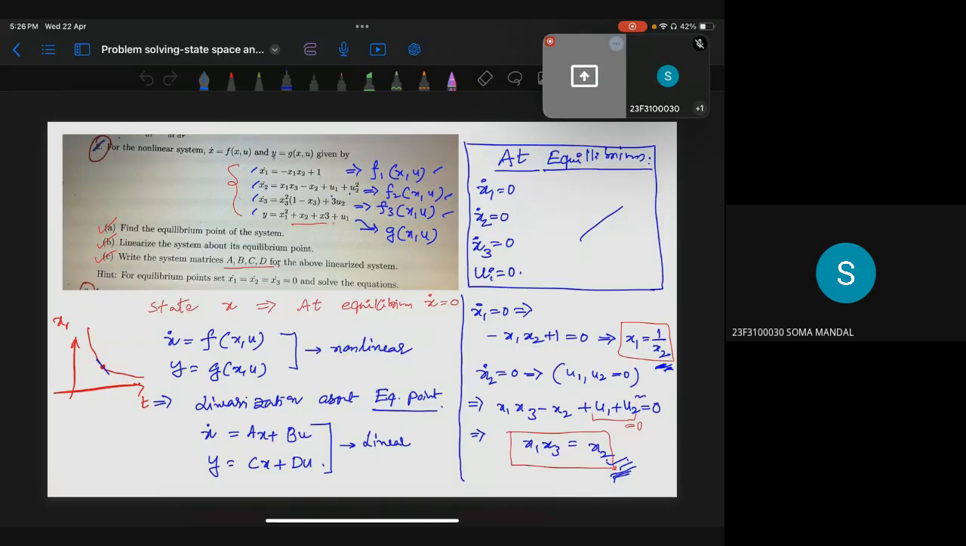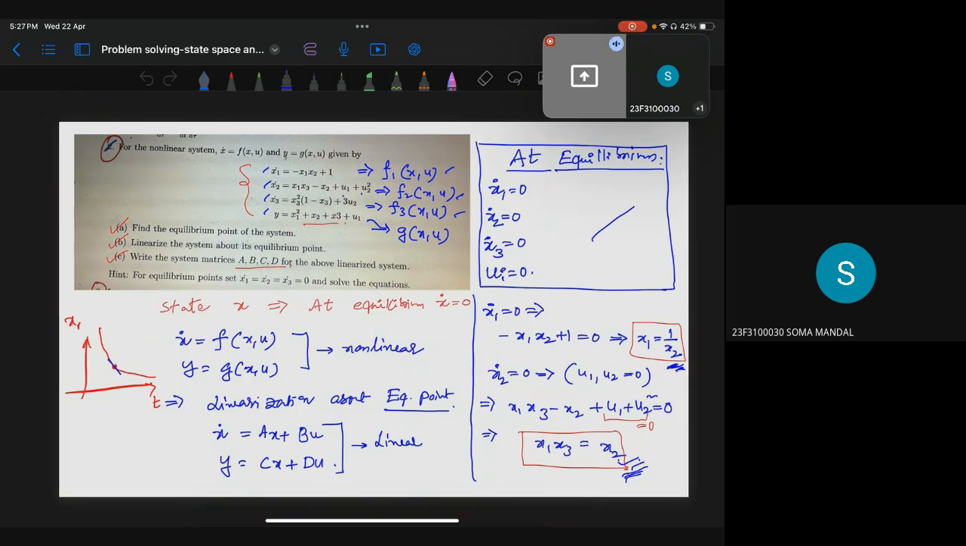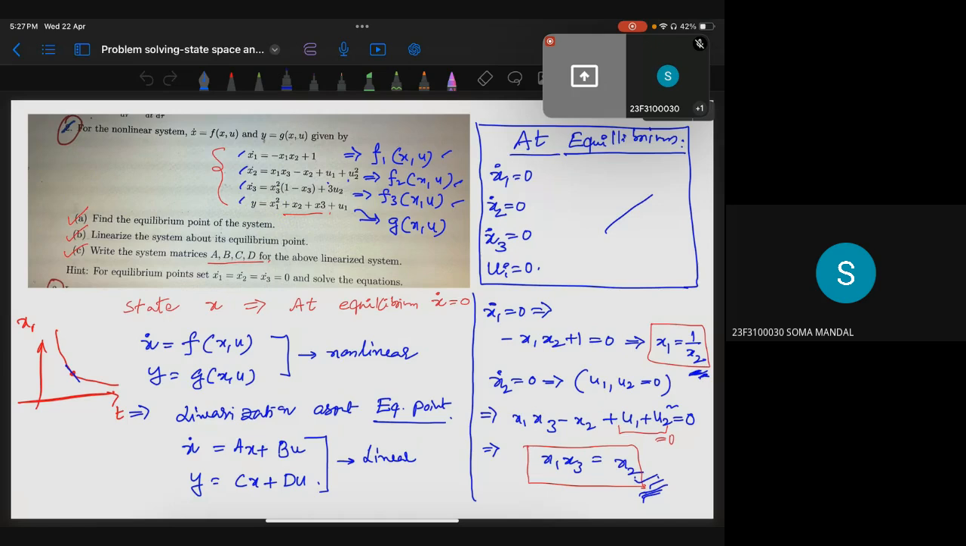So can you see the screen? Yes, sir. So basically, linearization means, in any system, as I have explained at the start of the previous class, whenever you have a system, it will be written as x dot equals f of x comma u, in terms of a differential equation.